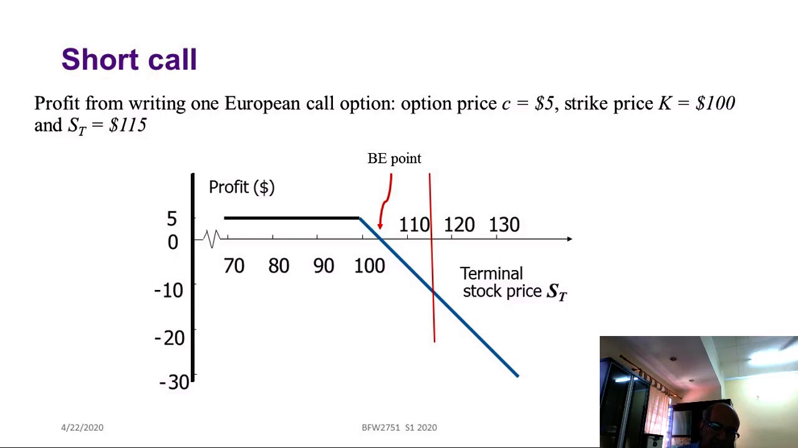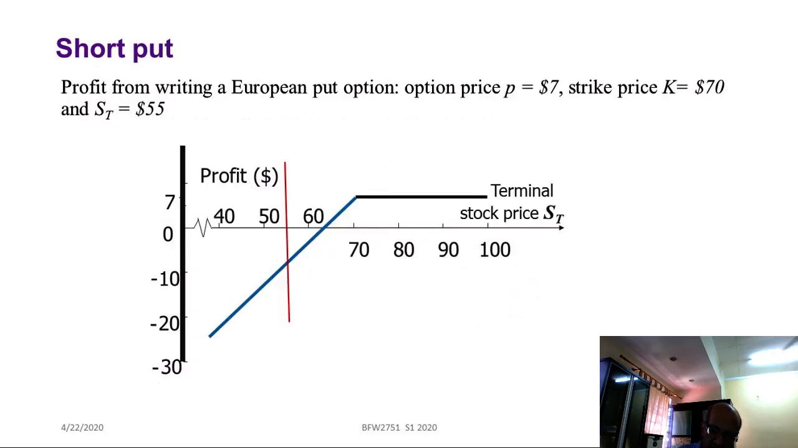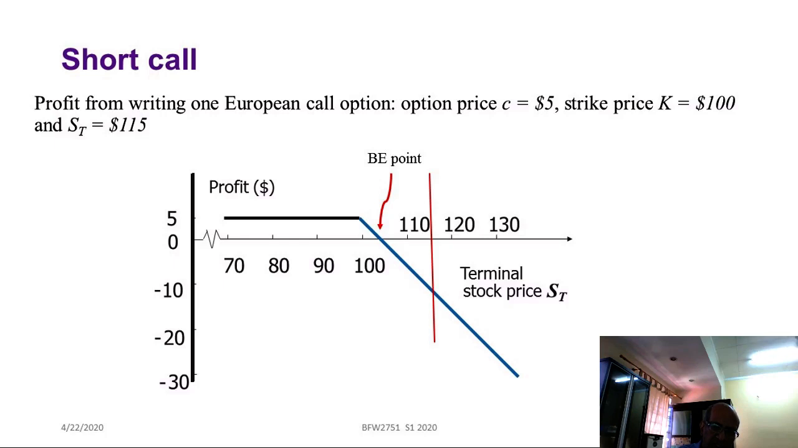Until the ST is below 100, the call writer makes the profit of $5. That is his premium. Once the price ST reaches the $100 mark, he loses his premium $1 by $1. By the time he reaches 105, entirely all his earnings or gain is gone. After that, if the ST is above 105, in our case it was 115, there is a loss for the short writer.